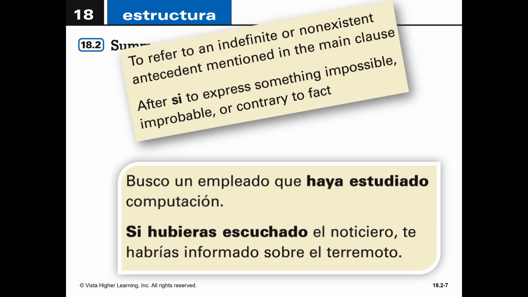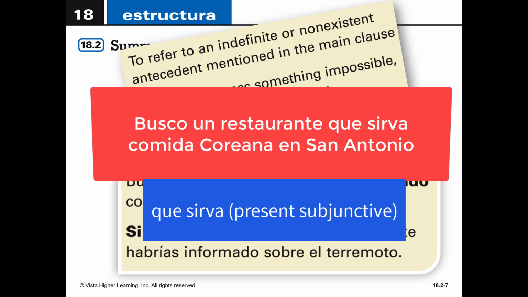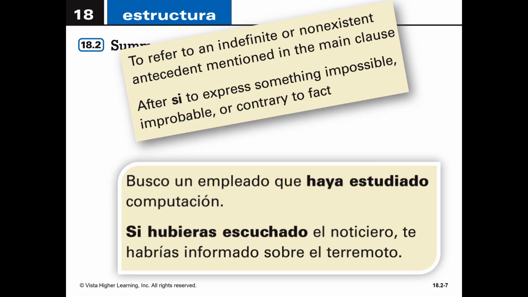Another example would be, busco un restaurante que sirva comida coreana en San Antonio. Let's say that I don't know if such a place exists. Then I'm going to use que sirva. That's the subjunctive.